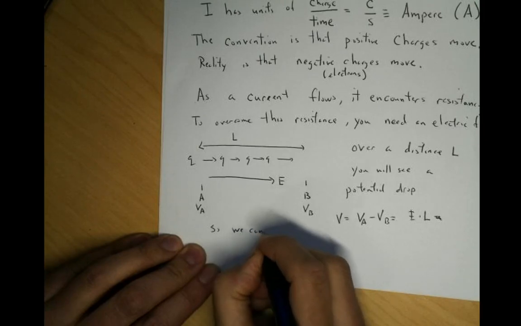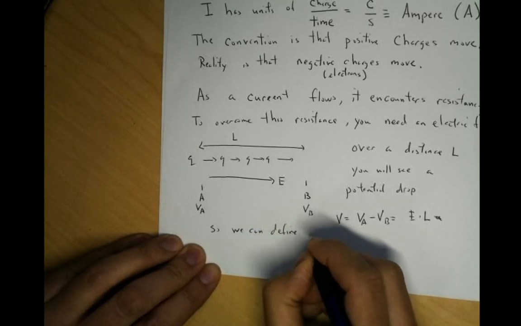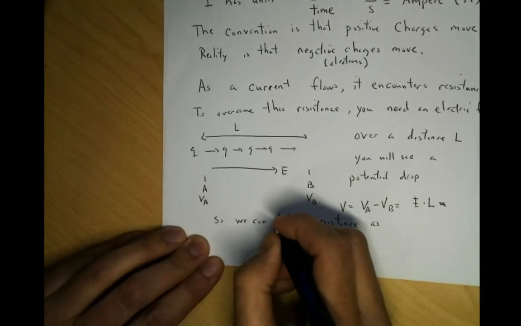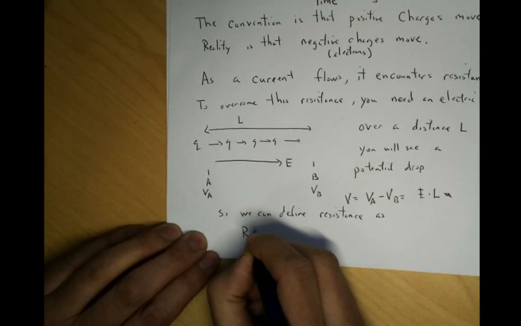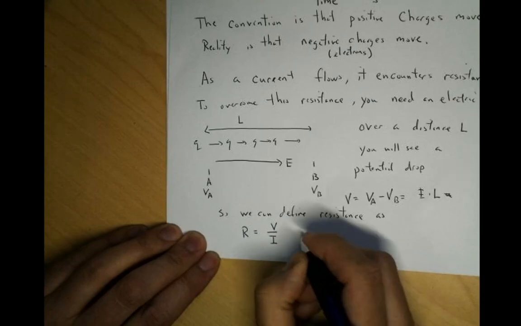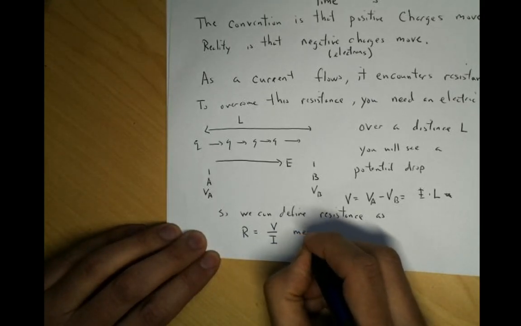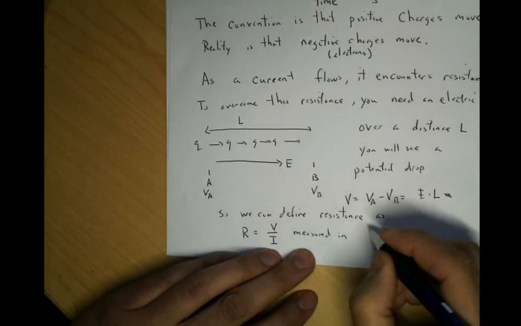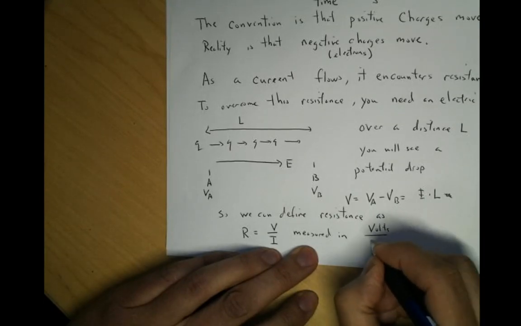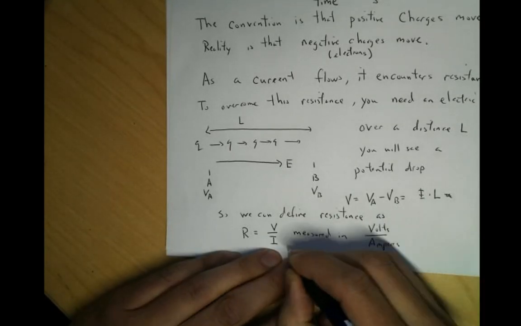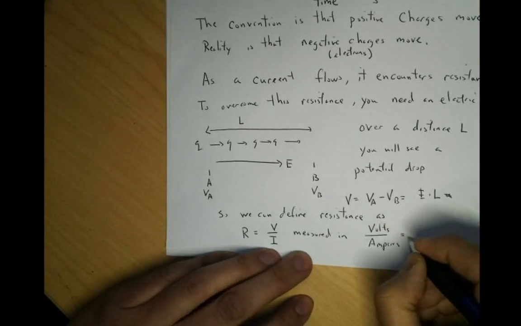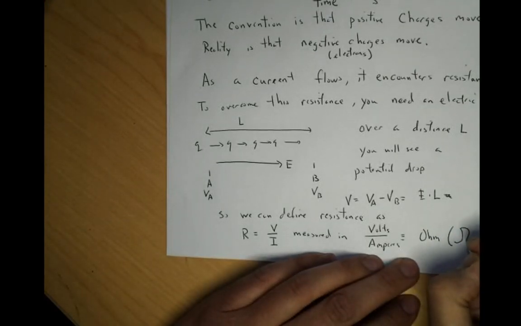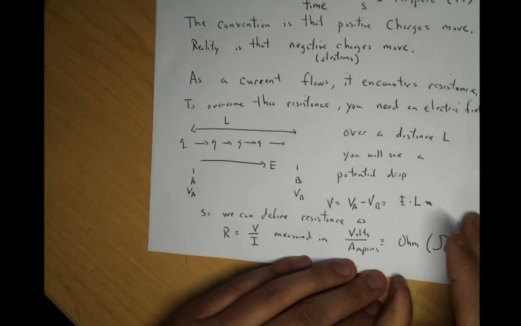Okay. So we can define resistance as R is equal to V over I, and it's measured in volts over amperes. I is amperes, this is volts. And this is called an ohm, and it's denoted by capital omega, Greek capital omega.